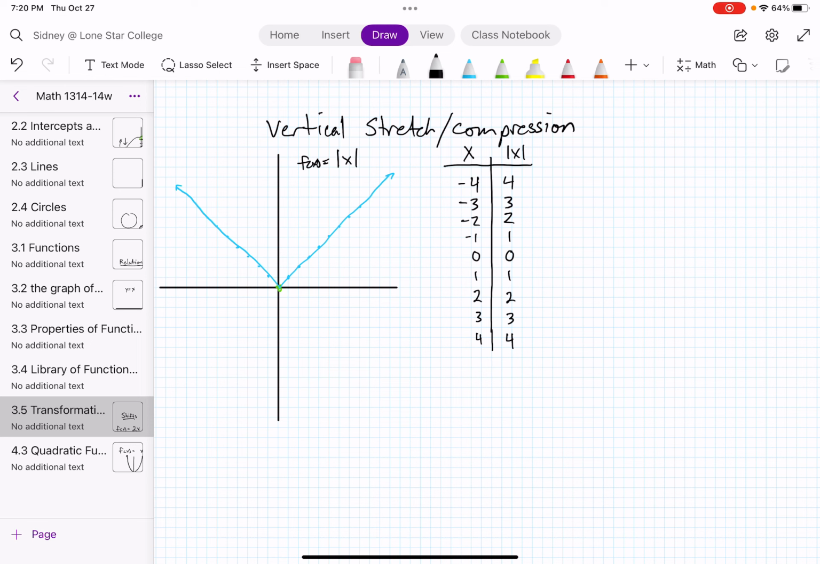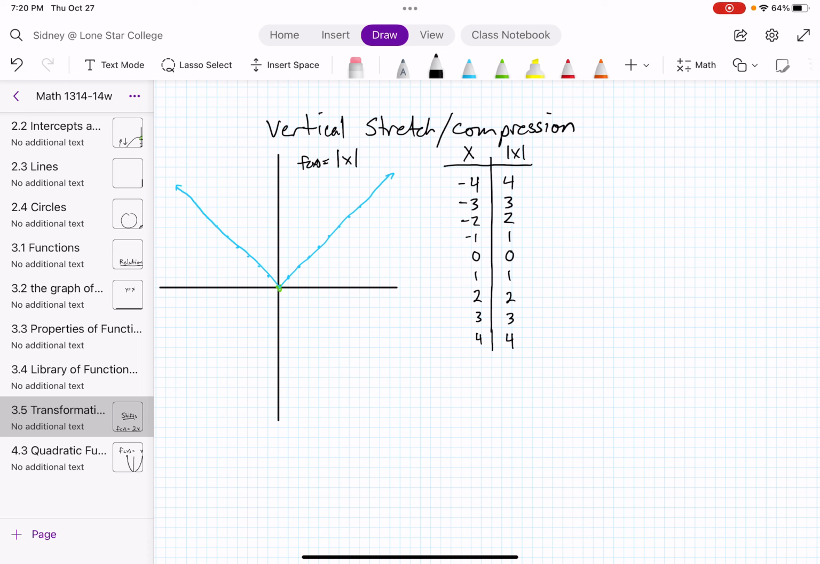Absolute value means what is the distance from 0. -4 is 4 steps from 0. -3 is 3 steps from 0. -2 is 2 steps. -1 is 1 step. 0 is 0 steps from itself. 1 is 1 step. 2 is 2 steps. 3 is 3 steps. 4 is 4 steps, and so on.